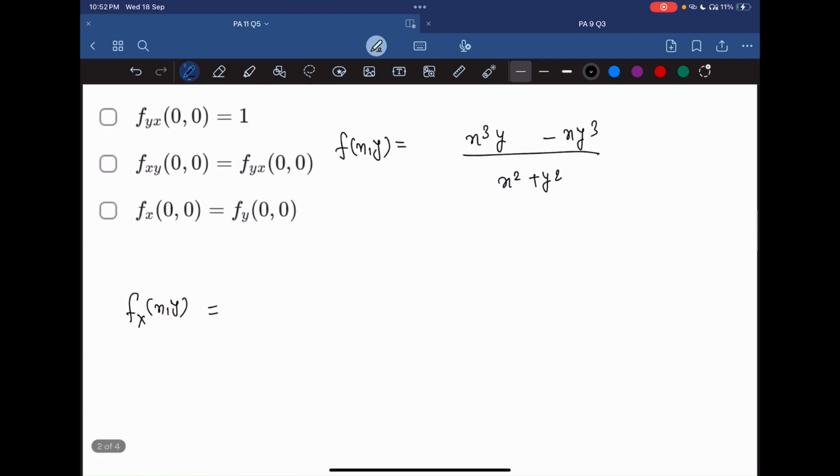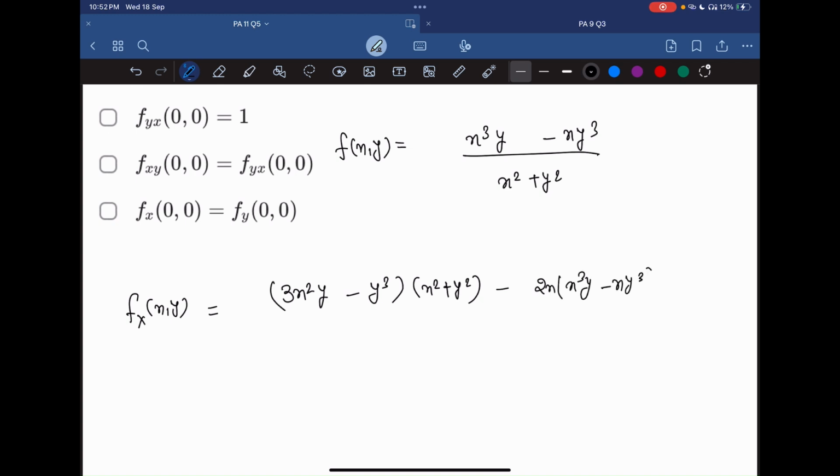Now with this function, if we apply the quotient rule, that is the u by v form, we get u' v minus v' u divided by v square. So it would be (3x square y minus y cube) times (x square plus y square) minus 2x times (x cube y minus x y cube), divided by (x square plus y square) whole square. So this is when (x, y) is not equal to (0, 0).